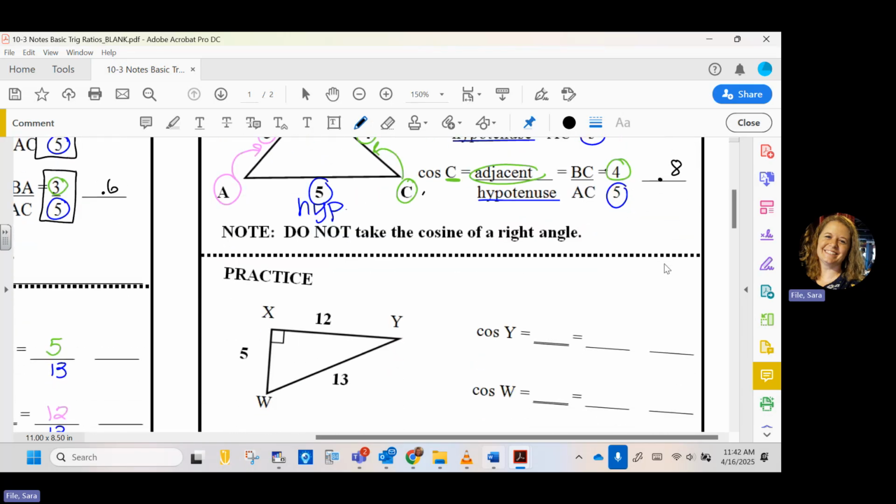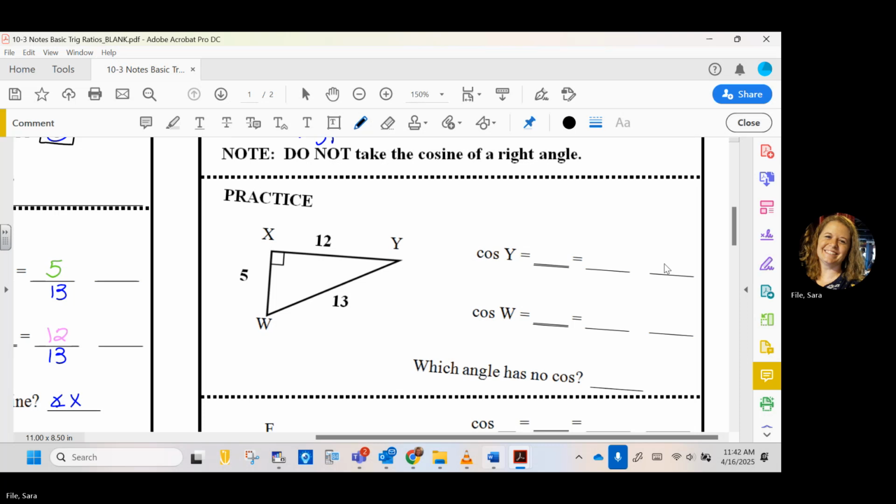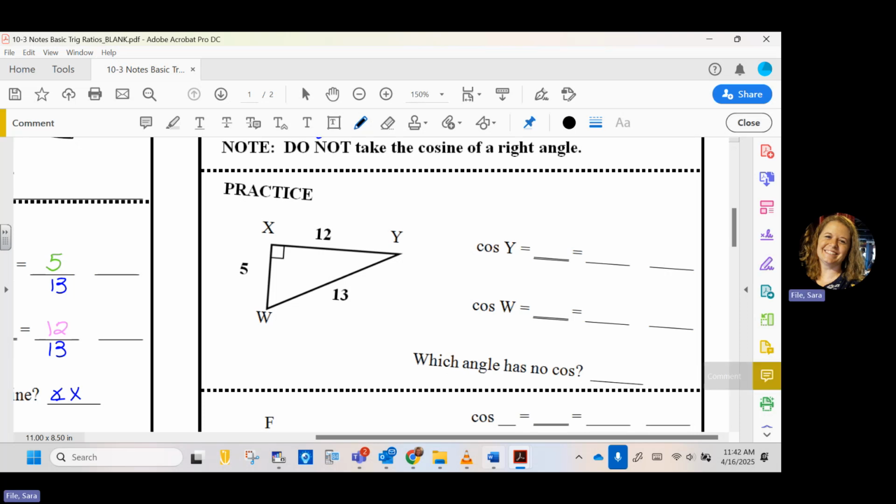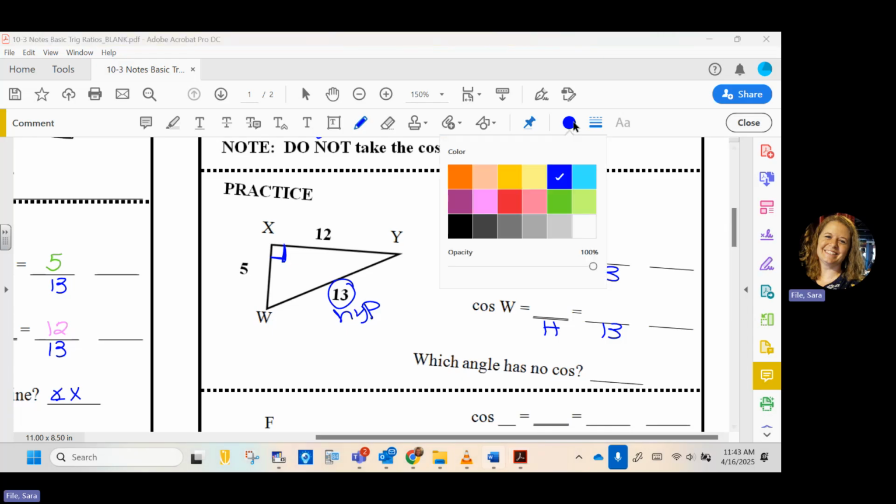All right, let's label. Okay, what is the hypotenuse here? 13 is the hypotenuse. Very good. So that's going to be my denominator for sure, because the hypotenuse is always the denominator if it's being used in our 3 trig ratios. Okay, cosine is adjacent.